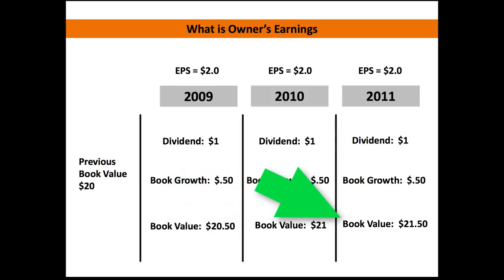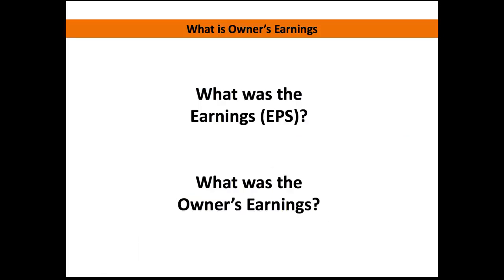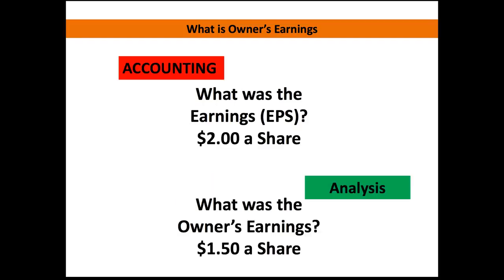So instead of seeing the book value at the end of 2011 up at $23, the book value this time is only $21.50. So this disparity that we're talking about is the difference between reported earnings, which is coming from accounting, and owner's earnings, which is slightly different. So let me show you what this looks like. In that scenario, the accounting earnings was $2, and the owner's earnings, which is how Buffett would describe it, was only $1.50 per year.